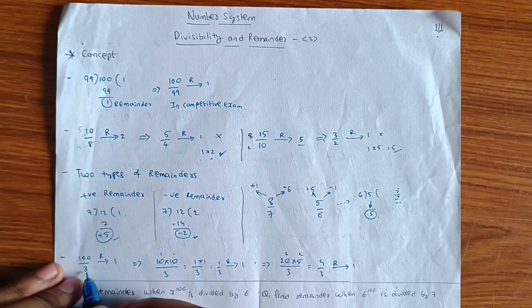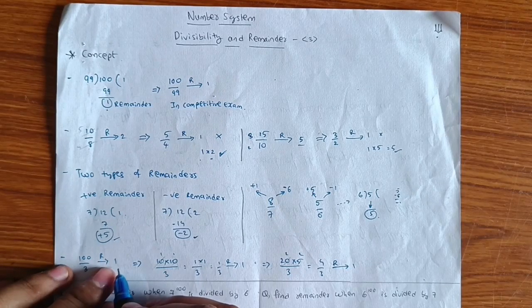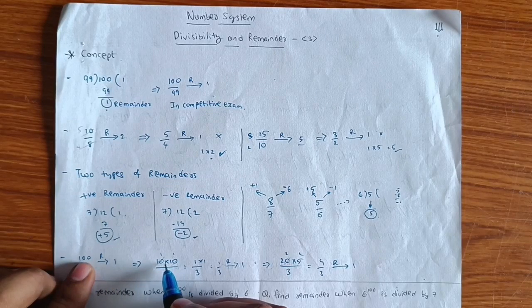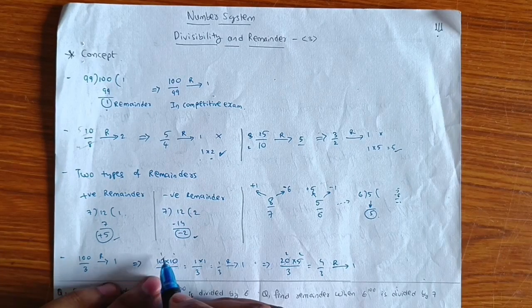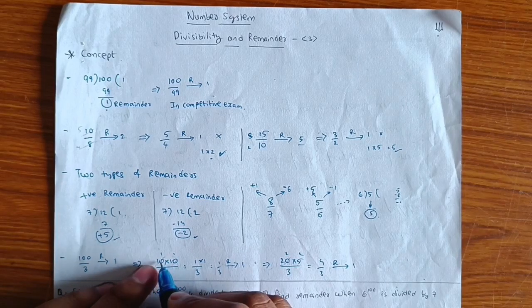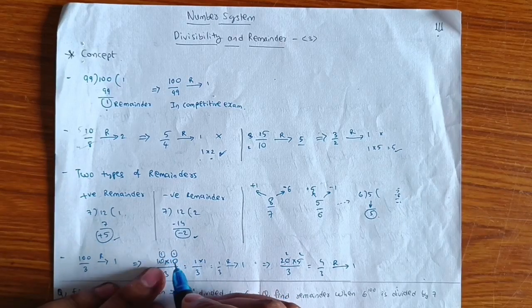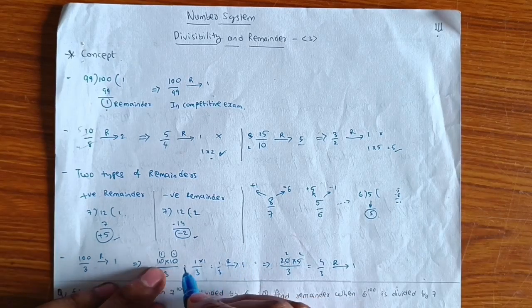Now let us move to another concept. If 100 is divided by 3, then the remainder will be 1, you all know. Suppose I split 100 like this, 10 into 10 by 3. So I am doing the division like this: 3 times 3 is 9 and the remainder will be 1. Same here, the remainder will be 1. Again I multiply these remainders, 1 into 1 by 3, then we get 1 by 3.